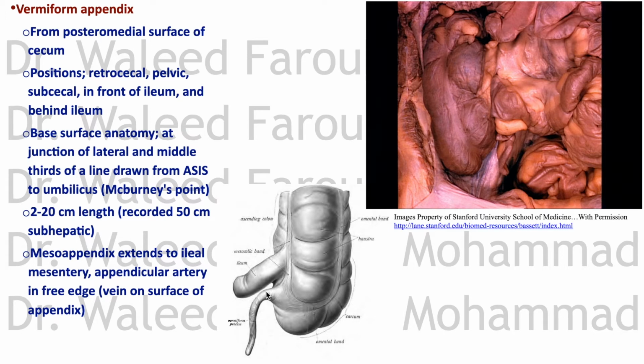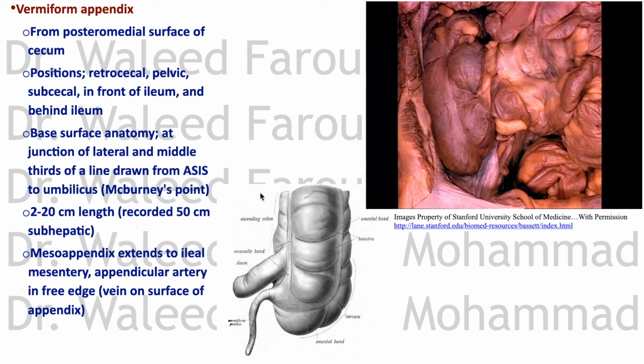If left untreated, it endangers life unless the body controls this inflammation by forming adhesions around it by the greater omentum. In this case, it will be turned into an appendicular abscess, which has a completely different surgical approach. Positions of the appendix vary: retrocecal, pelvic, subcecal, in front of or behind the ileum, and a case of subhepatic position has been recorded, in which the appendix was 50 centimeters long, high upward below the liver. This is recorded before.